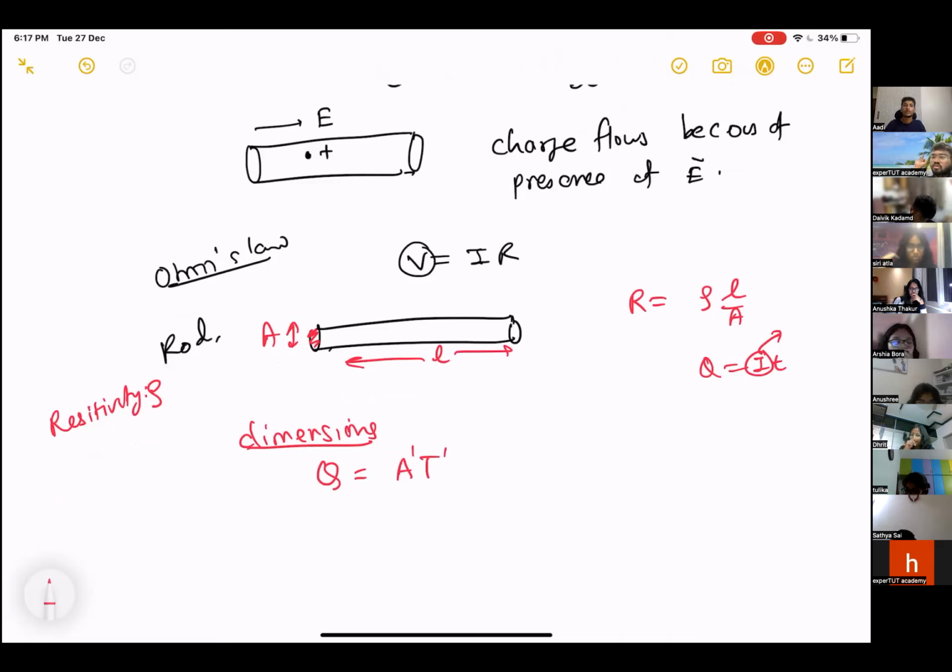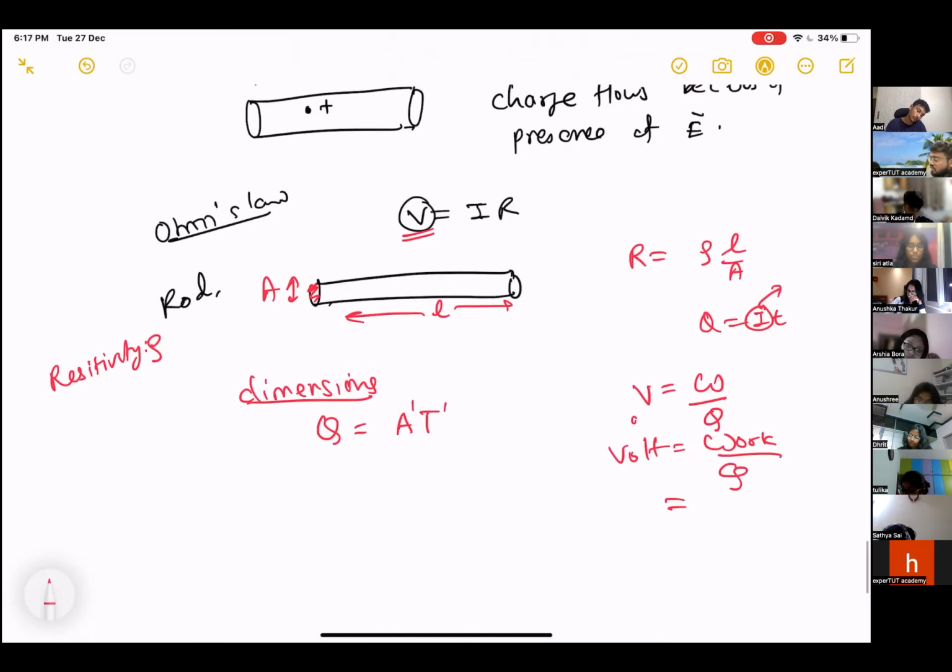Understood? Now what is the dimension of volt? How will the dimension of volt come? Volt is work. You can do it from chapter 1 or 2. It is work done per unit charge. So write volt is equal to work done by unit charge.